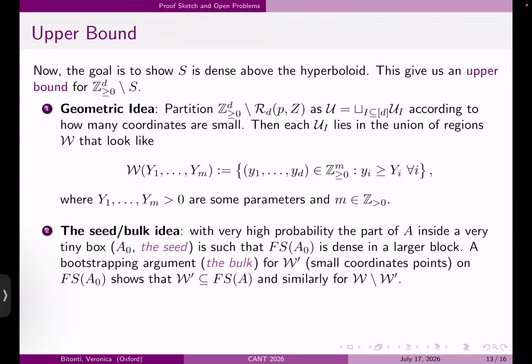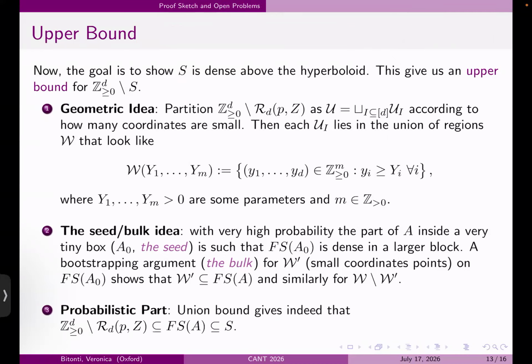So, we do this bootstrapping argument for the W1, for the W prime, which, as I said, are the small coordinates points with respect to the finite sum of A naught, to show that they lie in the finite sum of A, and do a similar thing for the higher coordinates points and be able to show that they also lie in the finite sum of A.